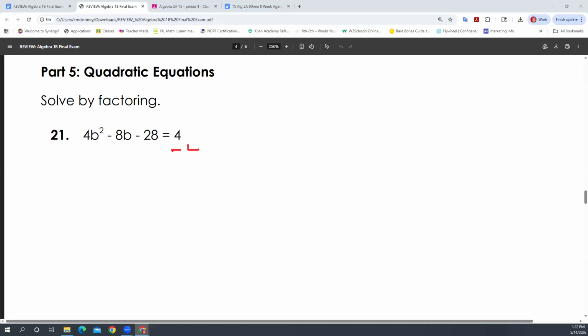And of course, if I'm going to do it there, I got to do it on the other side. Just slide it right there under the 28 because that's what it can combine with. Now we have 4b squared minus 8b. That part's not changing. But now instead of negative 28, we have negative 32 is equal to 0. So now that we've got it equal to 0, now we can start factoring.